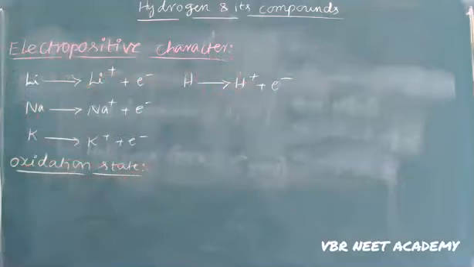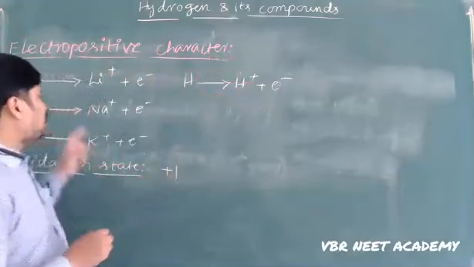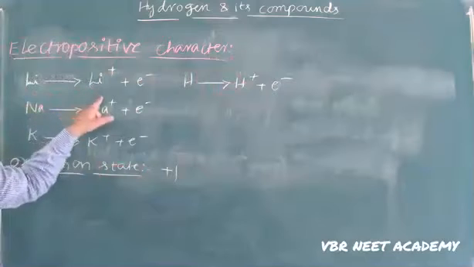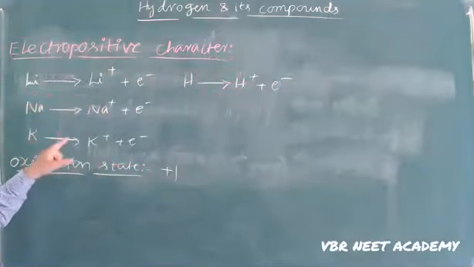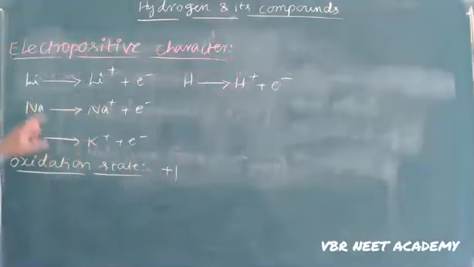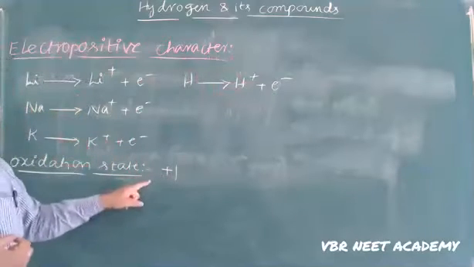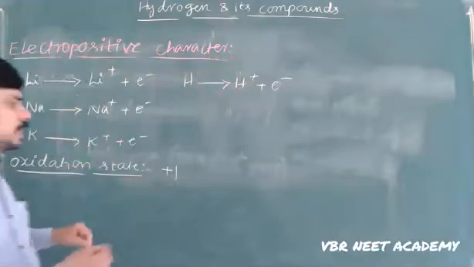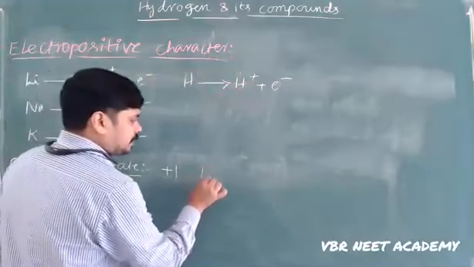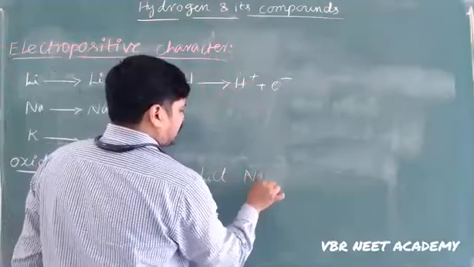So what is the oxidation state shown by your hydrogen? +1. All your alkali metals will be showing +1. So the oxidation state of all your alkali metals is +1, and hydrogen is also going to show the +1 oxidation state. You can see the oxidation state, say for example, in LiCl or NaCl.